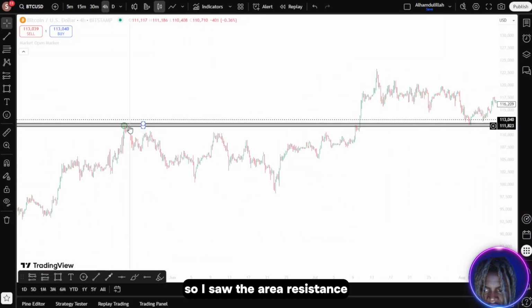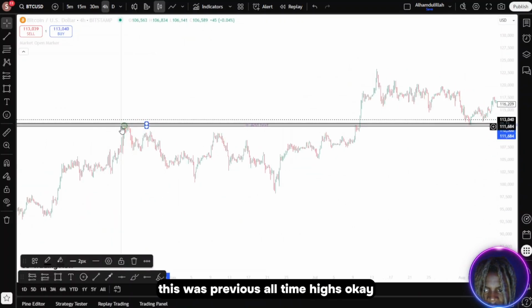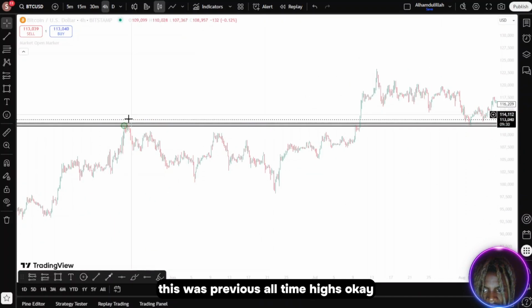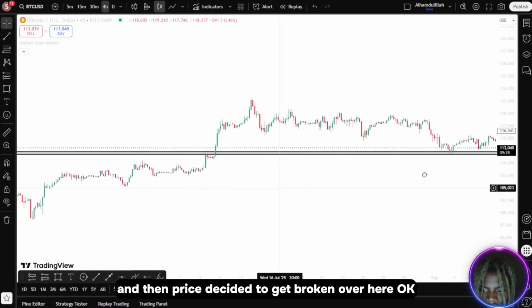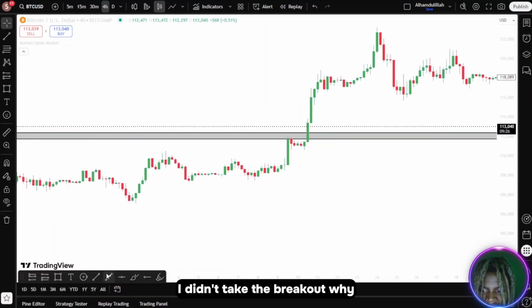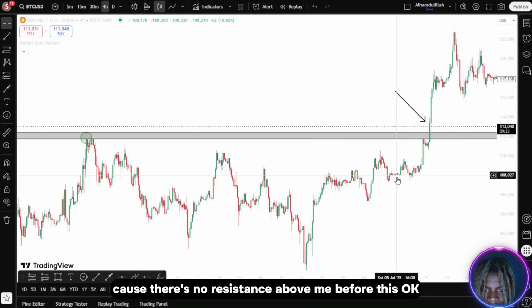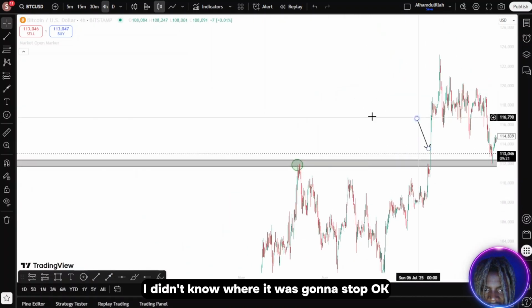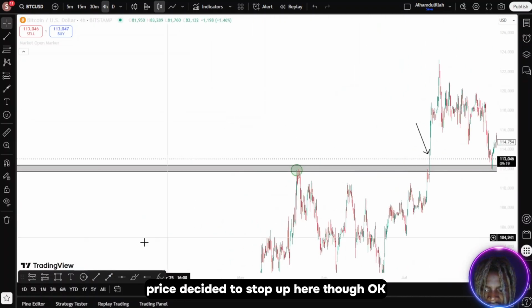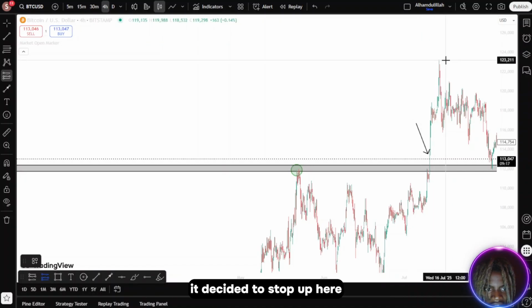So I saw the area of resistance, and as you can see, this was previous all-time highs. Then price decided to break over here. I didn't take the breakout. Why? Because there's no resistance above me before this. I didn't know where it was going to stop. Price decided to stop up here though.